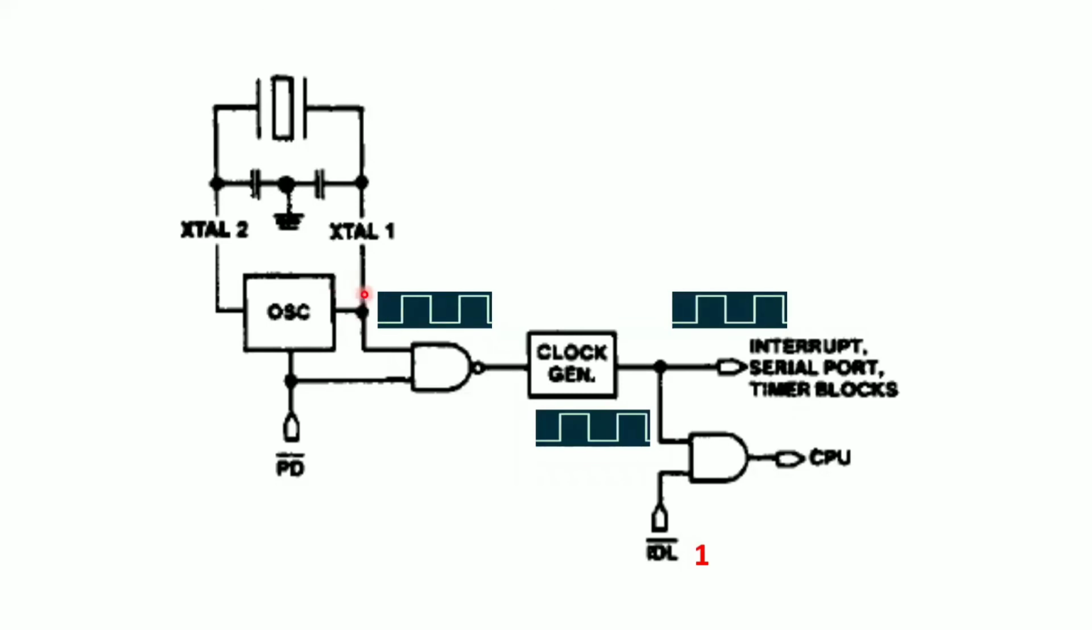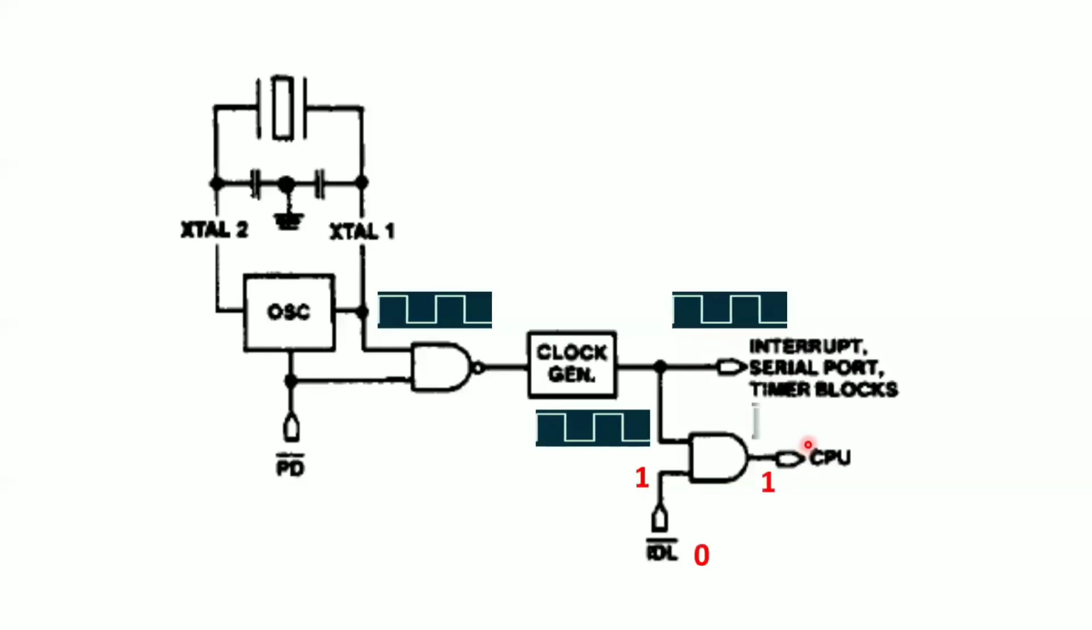Now see here, we are getting the clock here. Whenever this is 1, it is an active low signal, which becomes 0. Whenever this input is 0 to the AND gate, obviously the output becomes 0. The clock frequency will not reach your CPU, right? So whenever the clock frequency does not reach the CPU, it is in the sleep mode. This is your idle mode.